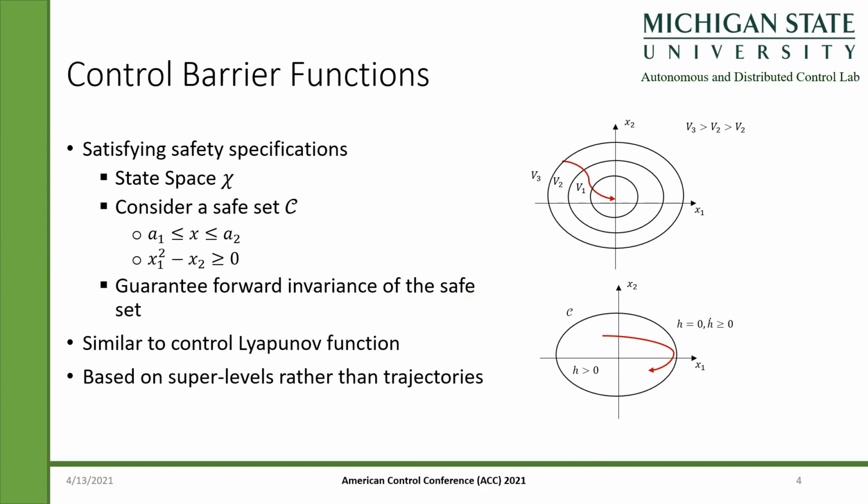Therefore, one of the strong tools to handle these constraints is control barrier functions, which ensure the forward invariance of the set C. What it means is that if we have some initial condition within the set, we can make sure that for all future times, the state of the system will stay in this set.